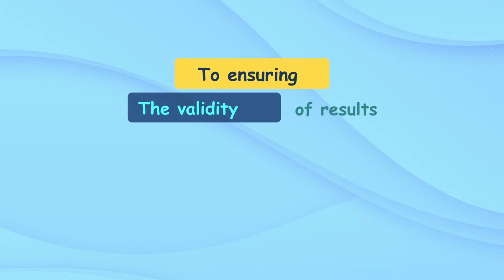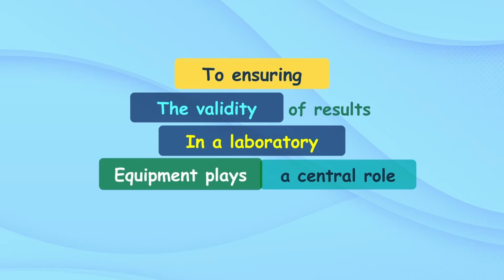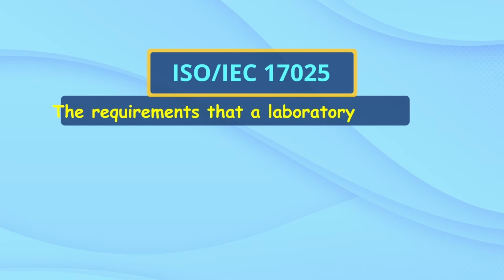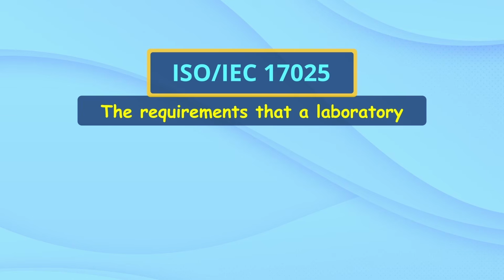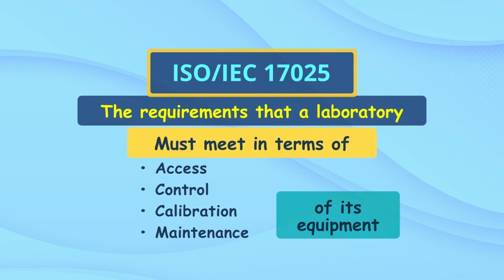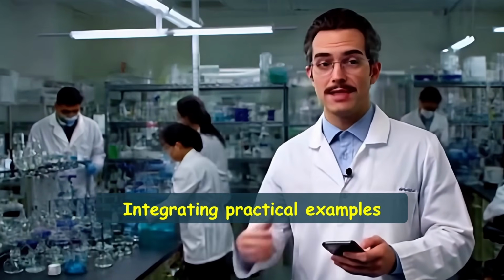Laboratory equipment. When it comes to ensuring the validity of results in a laboratory, equipment plays a central role. The ISO IEC 17025 establishes the requirements that a laboratory must meet in terms of access, control, calibration, and maintenance of its equipment. In the following, we will explore these requirements in detail, integrating practical examples to facilitate understanding.